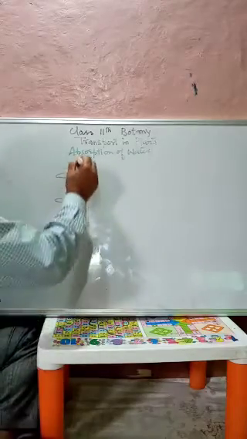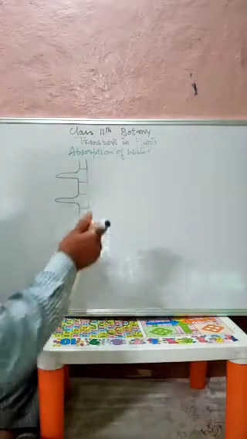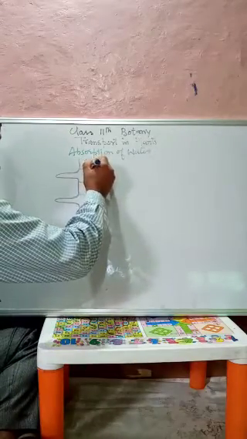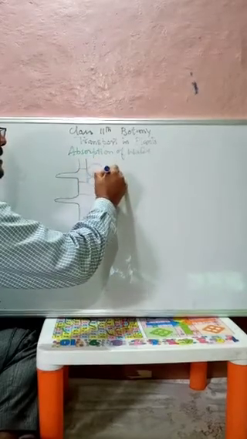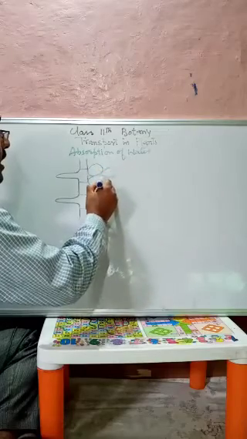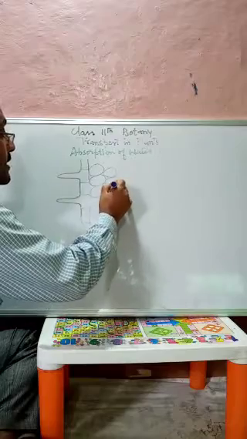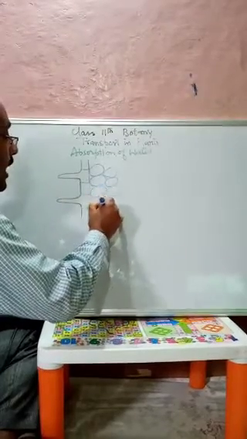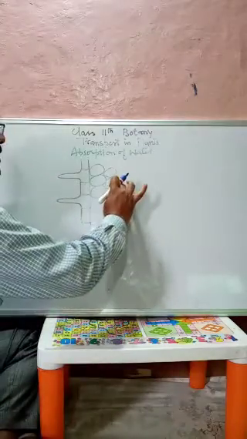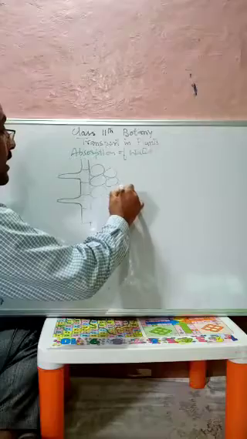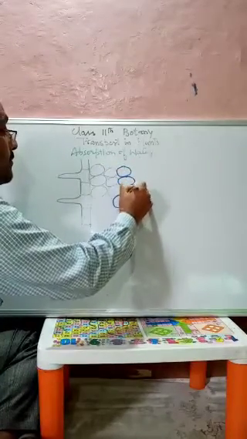Now, this is the root, and this is the epidermis. Then inside the root, I have this cortical tissue. Cortical tissue consists of loosely arranged cells having intercellular spaces between them. They are almost isodiametric.